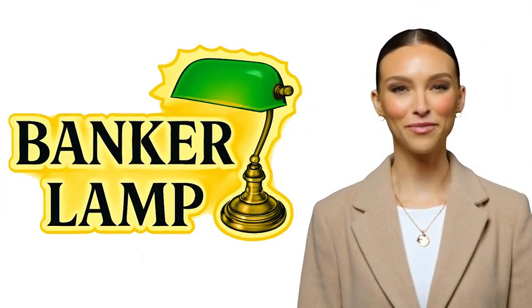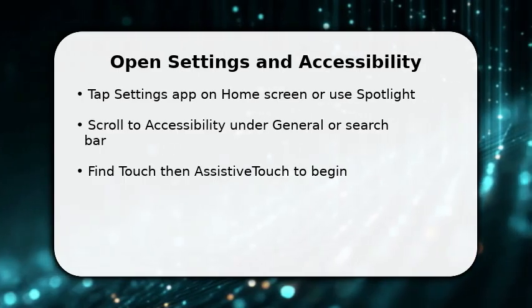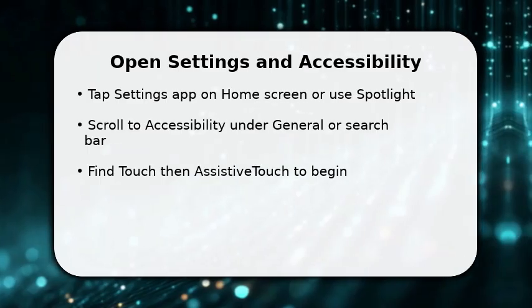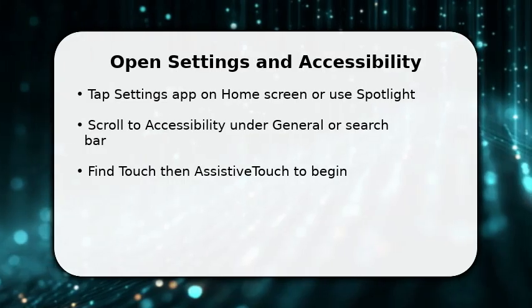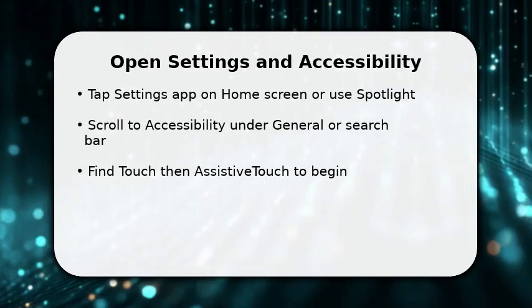Please enjoy the video. You start in Settings to change AssistiveTouch safely. First, open Settings and go directly to Accessibility. This groups all interaction tools. Once there, tap Touch, because AssistiveTouch lives under touch-related controls. This keeps gestures and hardware options together.